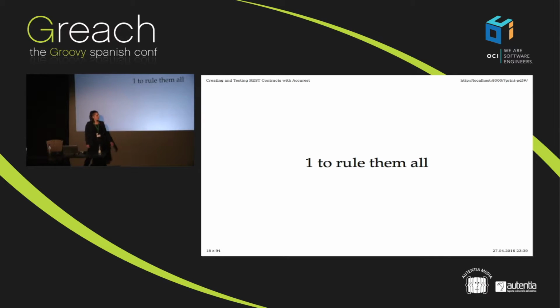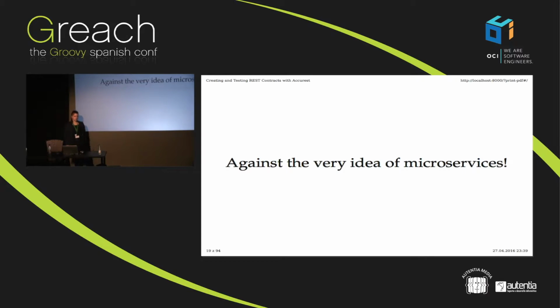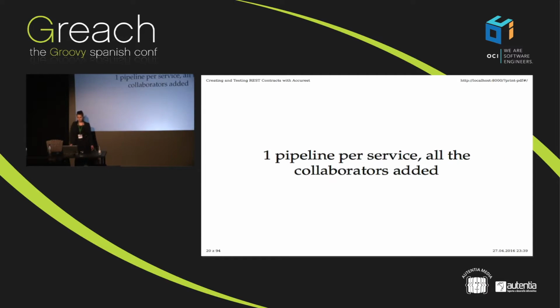So one idea was one pipeline to rule them all. So to have all the services deployed to the test environment in one pipeline, everything tested with end-to-end tests, and then the deployment to production always done for all the services in the pipeline. But this would go against the very idea, because what we wanted to do is to have the microservices independent of each other. And then we would only have independent development, but we wouldn't have independent deployment or testing. So that was not what anybody wanted.